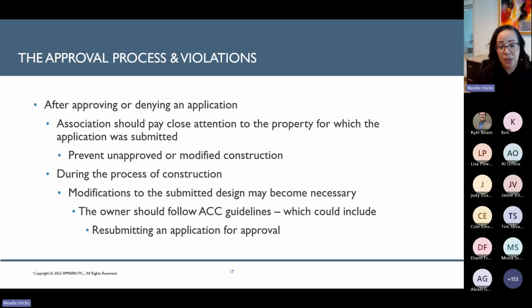So that's why it's important for the association or the committee to pay really close attention to properties that have submitted applications, whether they've been approved or denied, because we want to avoid having to spend a ton of money on litigation or avoid a situation where we cannot force a homeowner to undo some sort of construction that they've done without approval. Again, it's very difficult for us to convince judges and juries to make a homeowner spend a ton of money to undo something that they shouldn't have done.